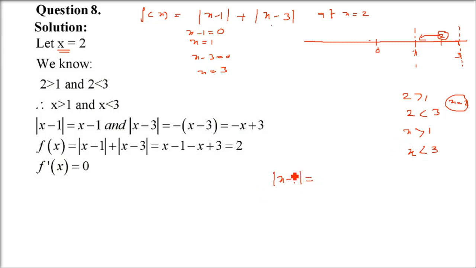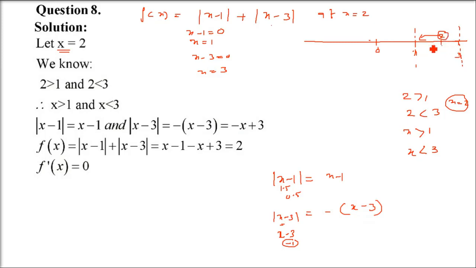x minus 1, if you put value 2, just directly put 2, which I suggest: 2 minus 1 is positive. So mod will give you positive. Any value, even if you put 1.5 or any value in this range, which is greater than 1, x minus 1 is going to give you x minus 1. But when you talk about 2 with respect to x minus 3, if you put 2, say 1, any value which is lower than 3, it's going to give you a negative x minus 3 when you take it out of the modulus. So it will be minus (x minus 3). Okay, I hope you got the idea. It's minus (x minus 3).